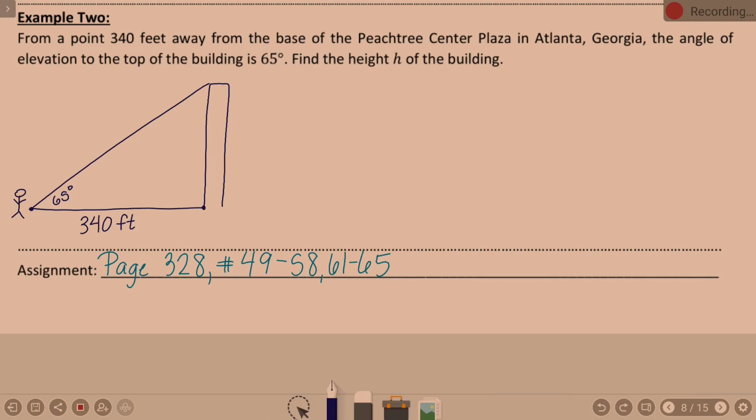Now, the question is to find the height of the building H. So we're trying to find the height of the building H. What did I end up creating in my drawing, of course? Triangle. And not just any triangle, but a right triangle. Okay. Draw the picture. This is easier than the last problems because I only need one answer. I only need H.